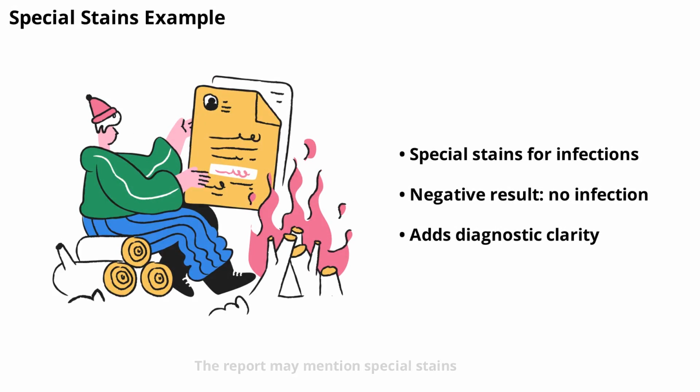The report may mention special stains, such as immunohistochemistry, negative for CMV. This means the lab checked for a specific infection or marker and did not find it.